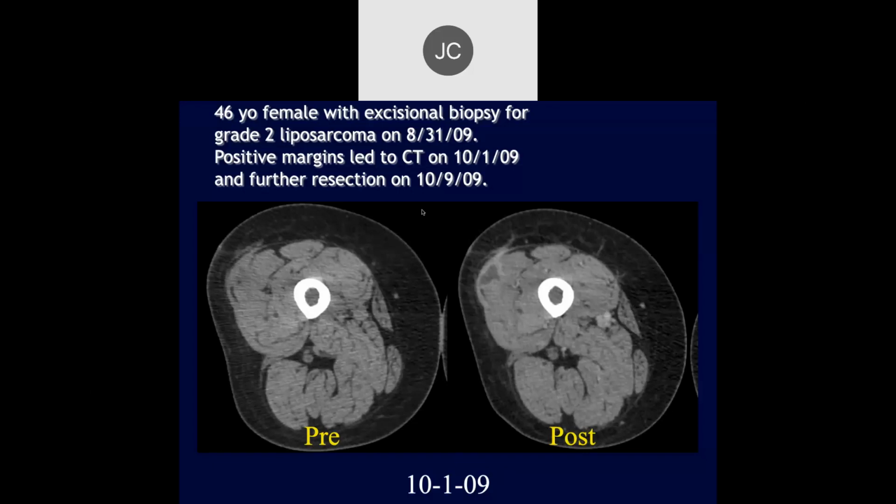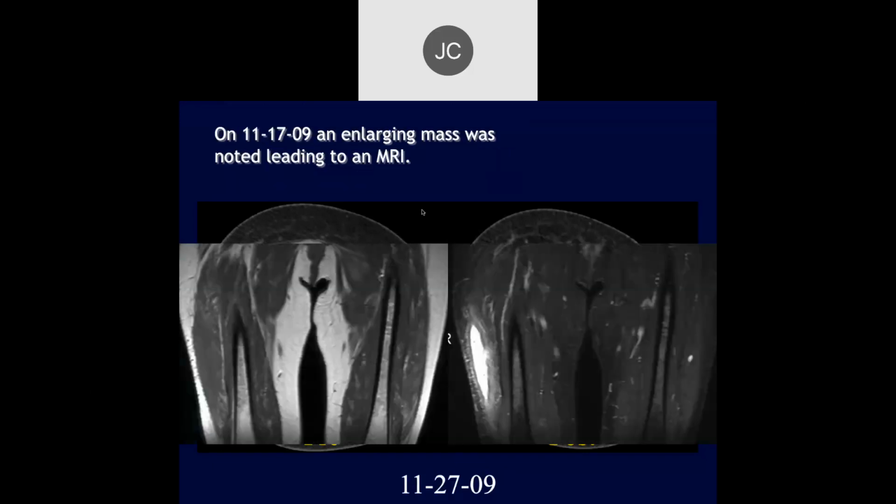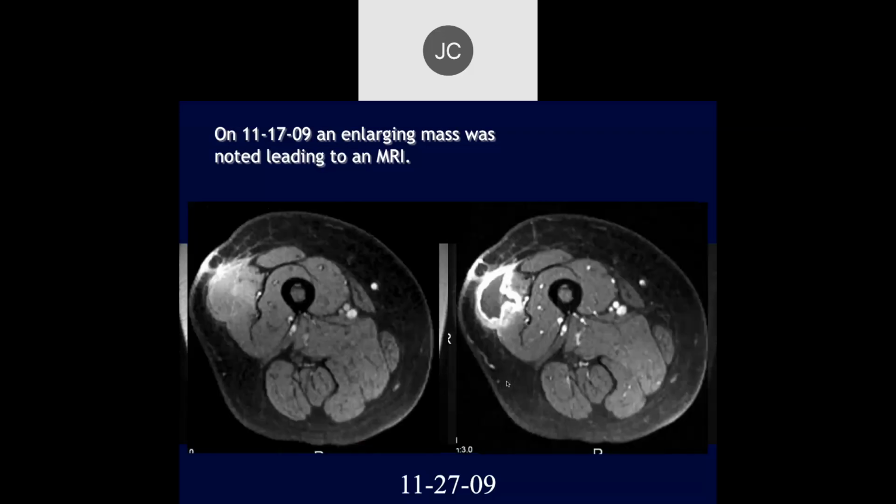Okay, and then the patient came back on 11/27/09 with an enlarging mass after the second surgery. On the PD fat sat, on the left or on the right, yeah, we see this. It looks like fluid, with some edema in the surrounding soft tissues.